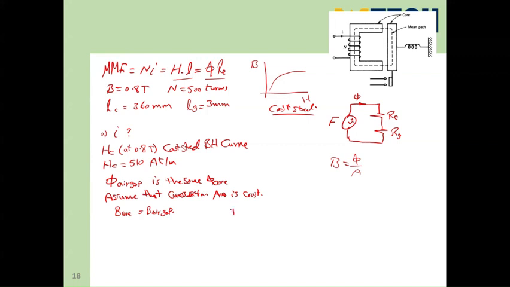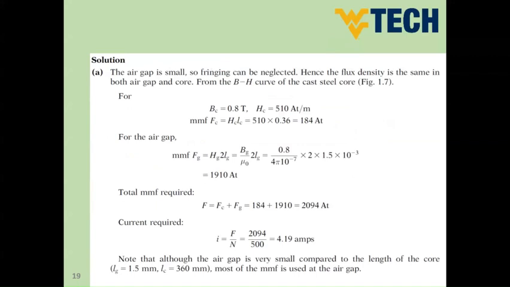However, you know that B equals mu times H, and mu is mu naught times mu R. So this is the relation. How can we elaborate now? If you have a look here, we mentioned that B core equals 0.8 Tesla, and we could get the value of H core from the curve, which is 510.